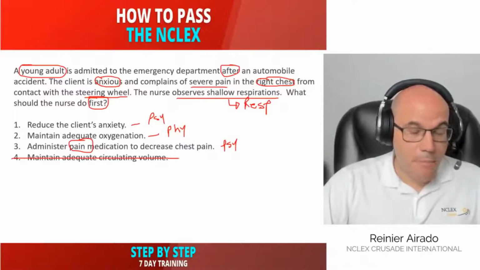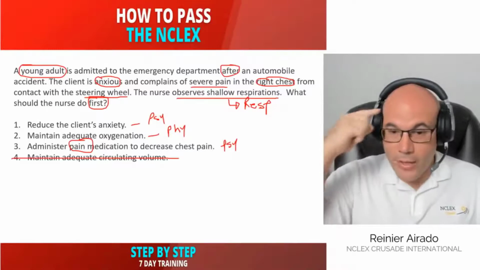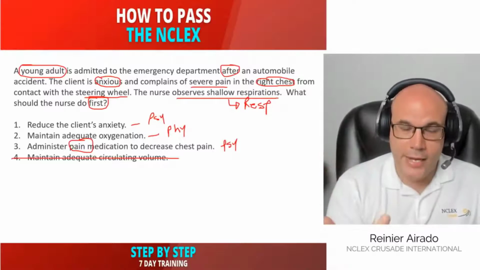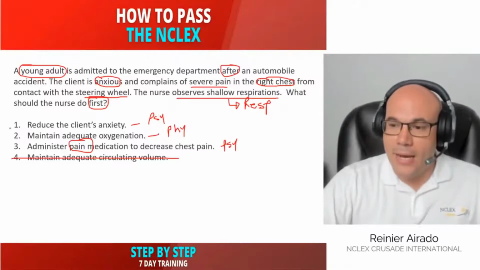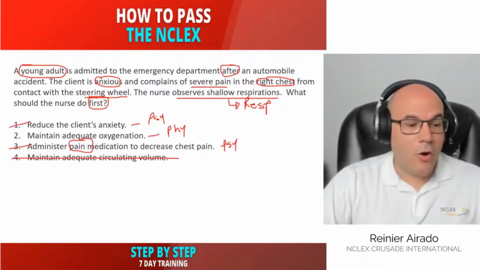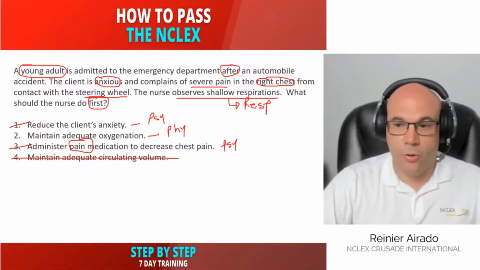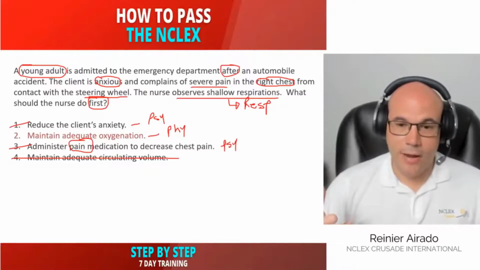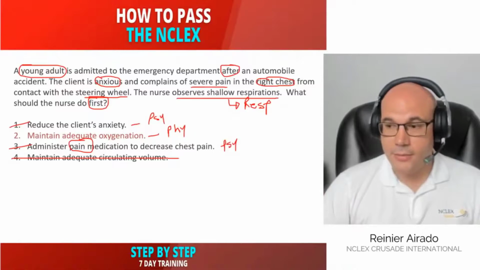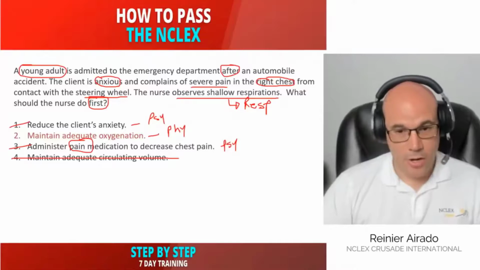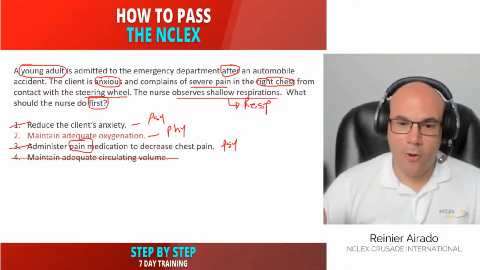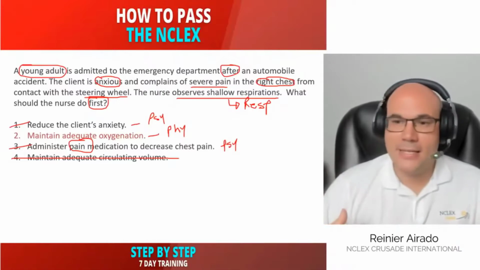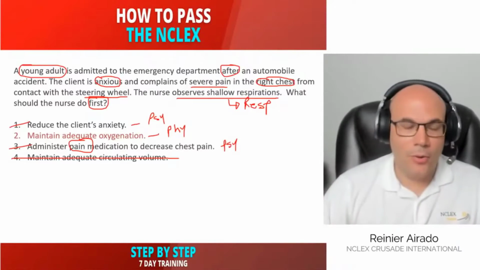So if we use Maslow's hierarchy of needs and we think about physiological needs having priority over psychosocial needs, then we can eliminate answer number 1 and answer number 3. So the correct answer is answer number 2. Why is this the correct answer? For priority reasons, airway and breathing have priority. But also, does it make sense to the stem of the question? Of course it makes sense. The patient has shallow respiration.